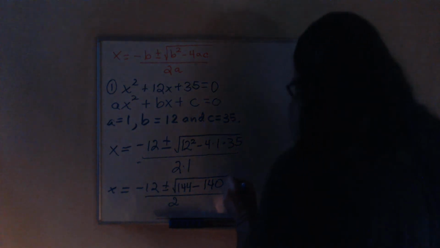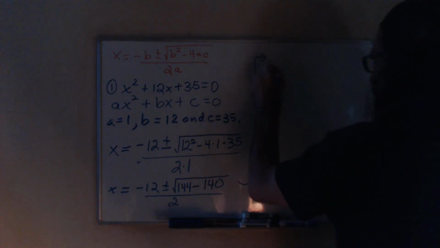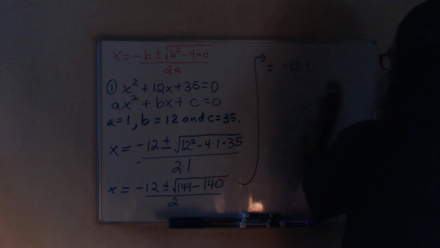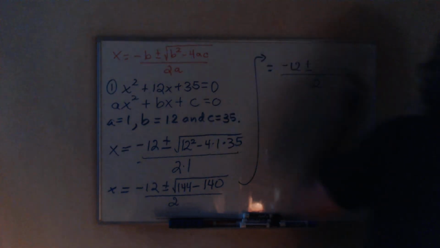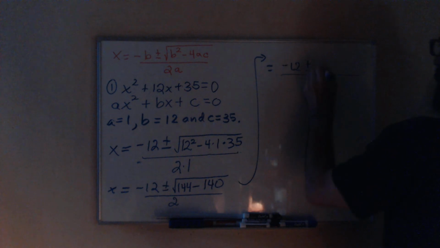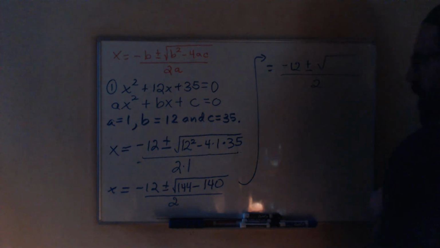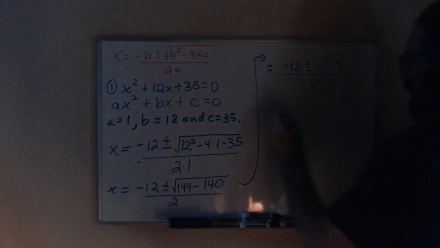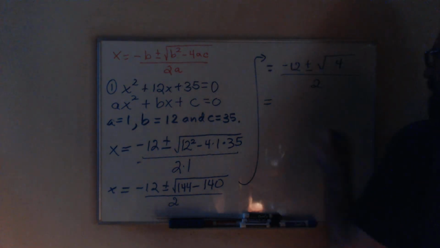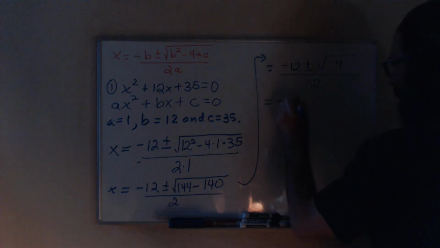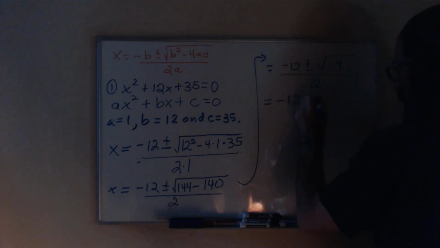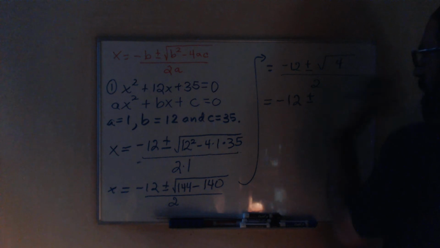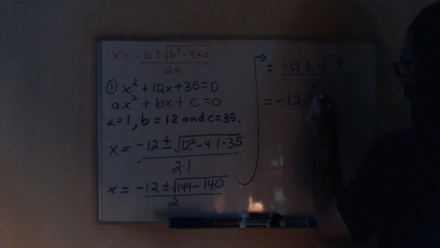So bringing that up here, negative 12 plus or minus, we already know the denominator is 2. Square root of 144 minus 140. 144 minus 140 is 4. And that's a perfect square. So when you've got a perfect square there, just go ahead and take that square root.